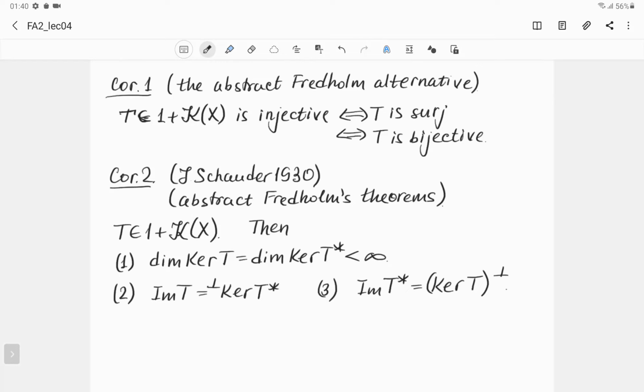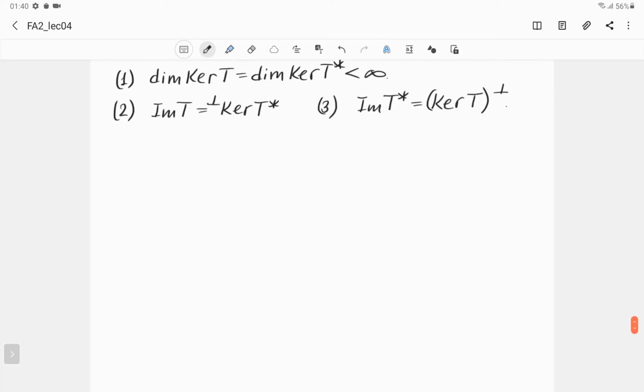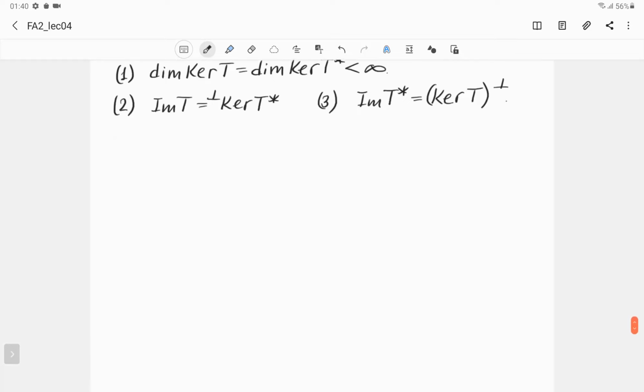Okay. Finally, let's now apply the Riesz theorem to the study of the spectrum of a compact operator.